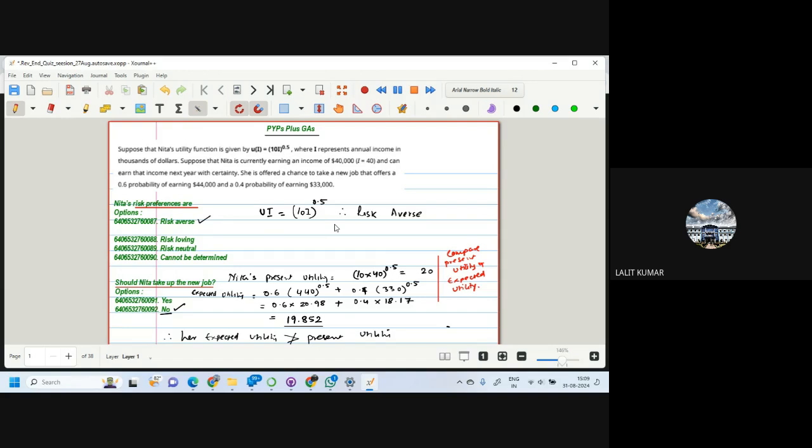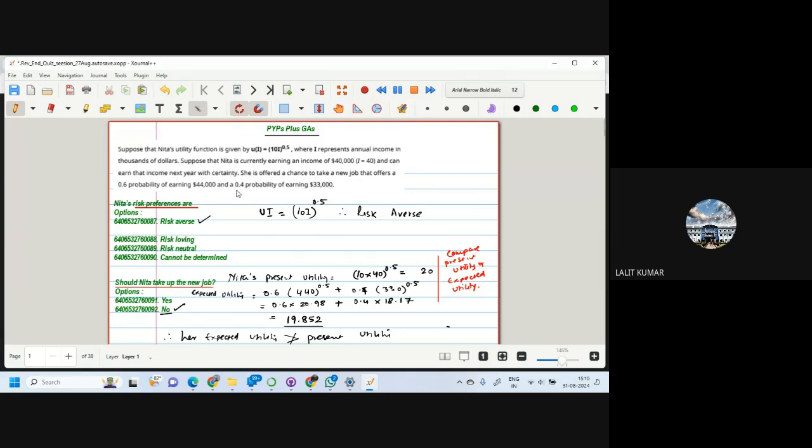So this was a question. Suppose that Nita's utility function is given by U = 10 I^0.5. Straight away we can make out it is a risk averse utility function. I is the annual income. Suppose that Nita is currently earning an income of rupees 40,000, that is I = 40, and can earn that income next year also with certainty. She's offered a chance to take a new job that offers a 0.6 probability of earning 44,000 and a 0.4 probability of earning 33,000.